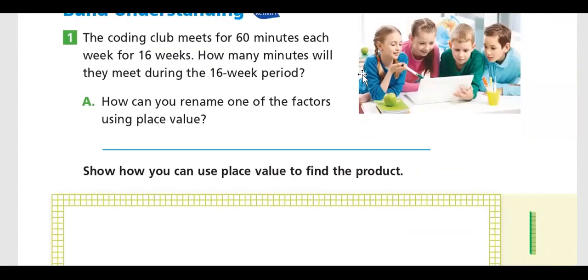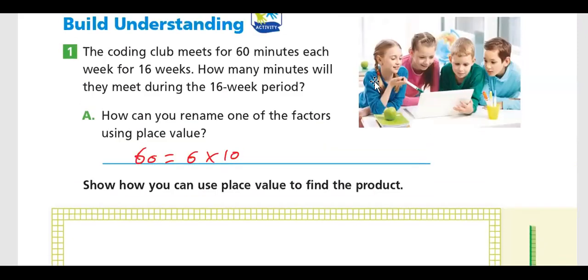The coding club meets for 60 minutes each week for 16 weeks. How many minutes will they meet during the 16 weeks? How can you rename one of the factors using place value? Place value, guys, as we see, we can write 60. As you know, 60 is 6 times 10. I can rename this like that.